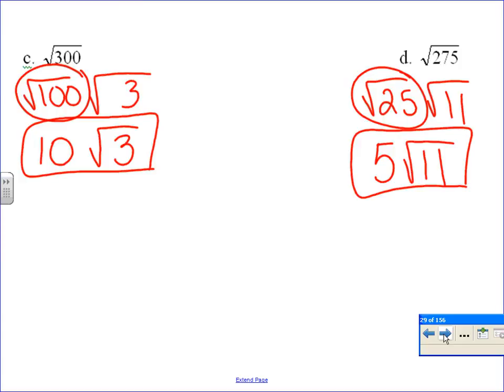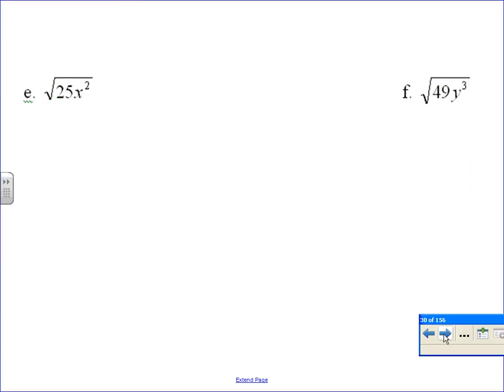Okay, letter E. The square root of 25x squared. So here's my rule with exponents. When you have a variable with an even number exponent, it's a perfect square. When you have a variable and it has an odd number exponent, it's not perfect, but we can make it perfect.